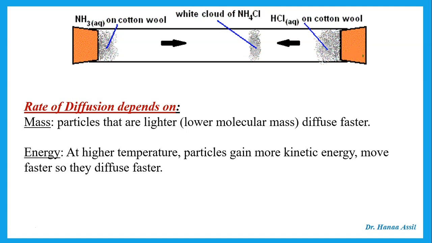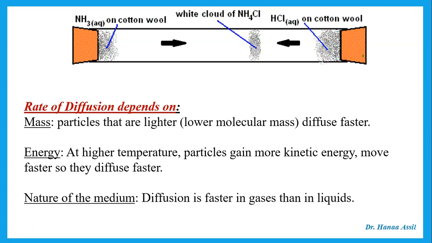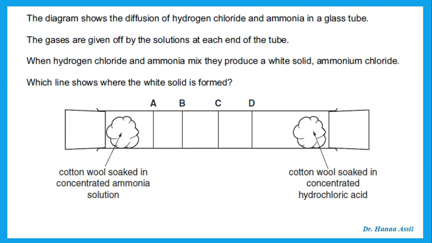Now, another factor is if I warm up this tube to a higher temperature, the particles gain more kinetic energy, so of course they will move faster, and therefore that white cloud of ammonium chloride will appear faster. Another factor is the medium. Remember that diffusion of substances in a gas is faster than in a liquid. Remember, no diffusion in solids.